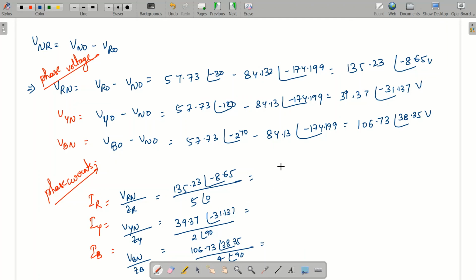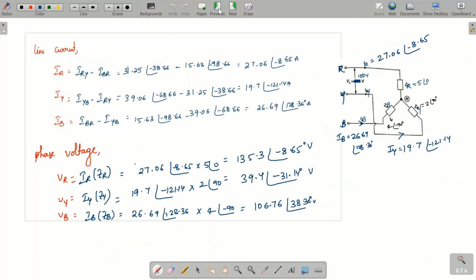Solve these values and we will get 27.04 at an angle of minus 8.65 amperes, 19.7 at an angle of minus 121.14 amperes, and 26.68 at an angle of 128.35 amperes. Look, the last problem we solved using the star delta transformation gave 27.06, 19.7, 26.69.